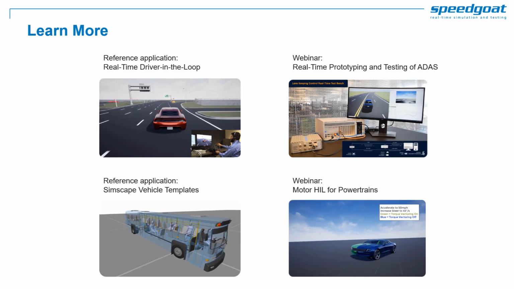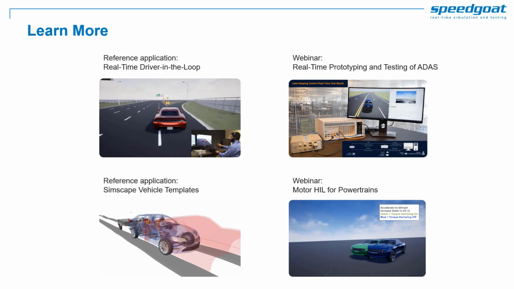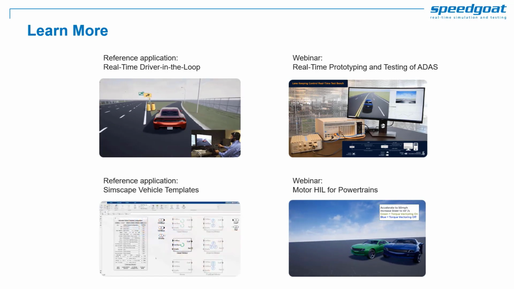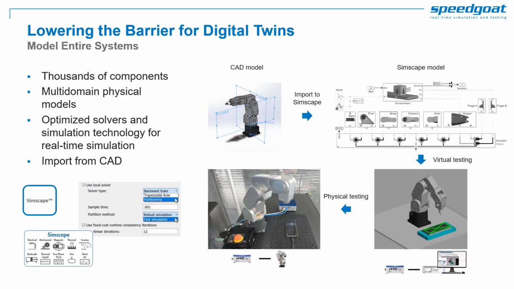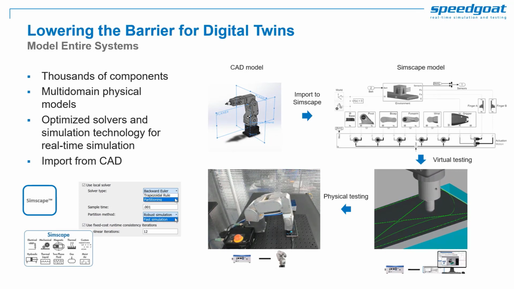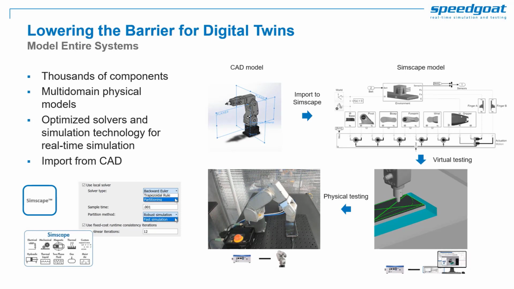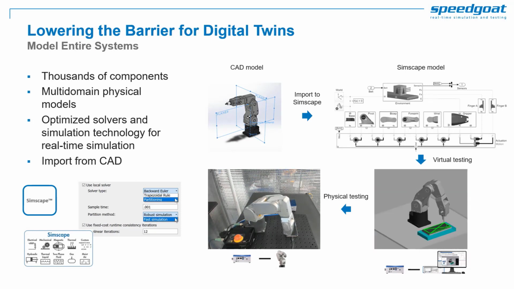Virtual vehicle models can easily be integrated with 3D simulation environments and Speedgoat real-time hardware, as outlined in many of our reference applications and webinars. For modeling multi-domain physical systems, you can leverage Simscape. Simscape offers optimized solvers for real-time simulation, and it is therefore suited for HIL testing. The tool also allows you to automatically create models from CAD assemblies, which greatly simplifies the creation of digital twins.